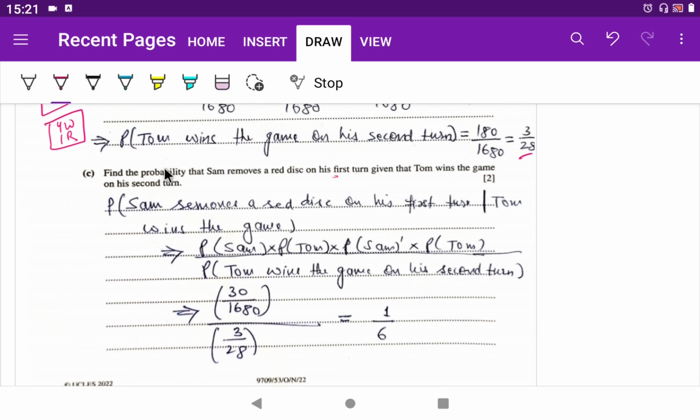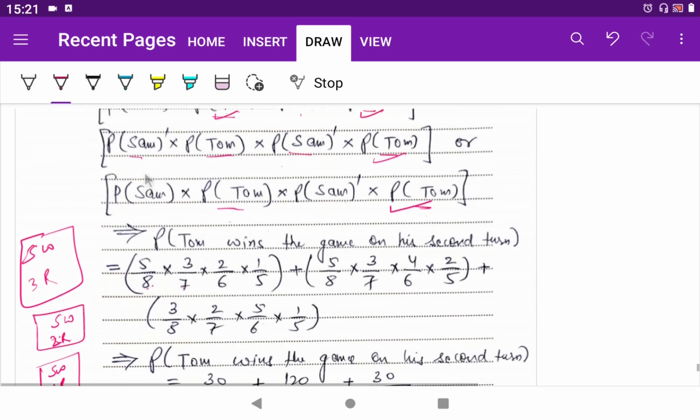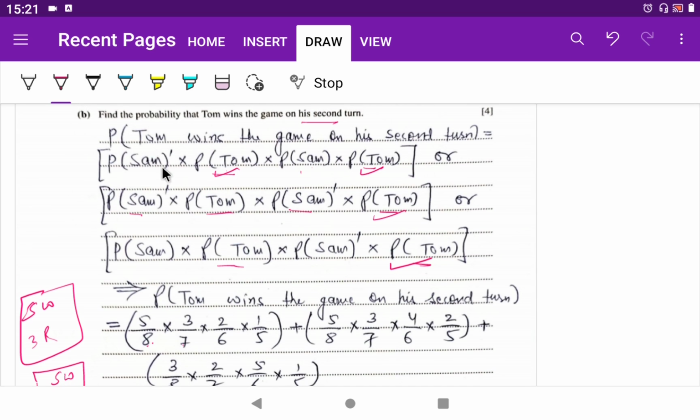Now find the probability that Sam removes a red disc on his first turn, given that Tom wins the game on his second turn. Okay, so which case do I need to take? Sam removes a red card on his first turn. See, here he didn't get, here he also didn't get. So this one I need to take, with the probability provided Tom will win the game.